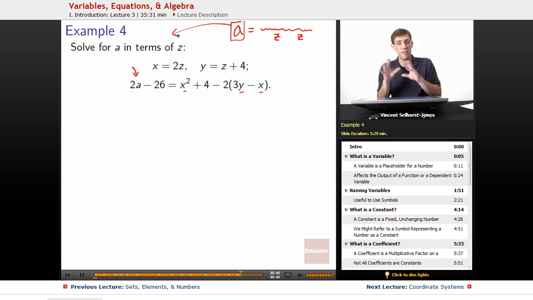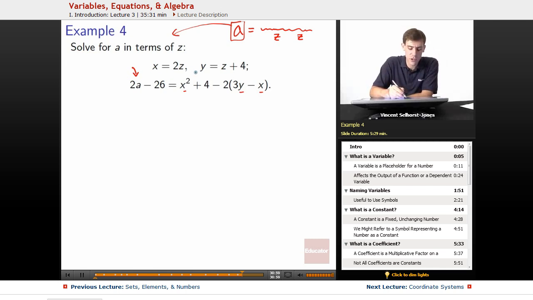A equals stuff involving z, maybe multiple z's, maybe just one z, but it's going to be a equals stuff involving z. But notice it's not going to involve x, it's not going to involve y. We were told to solve in terms of z, so it's going to be only in terms of z and other actual numbers, that is constant numbers.